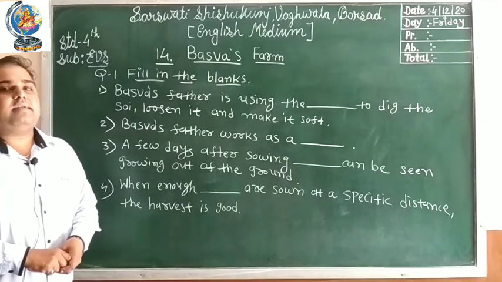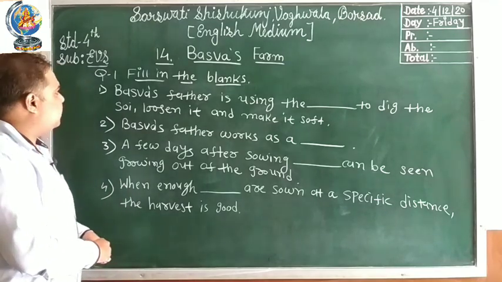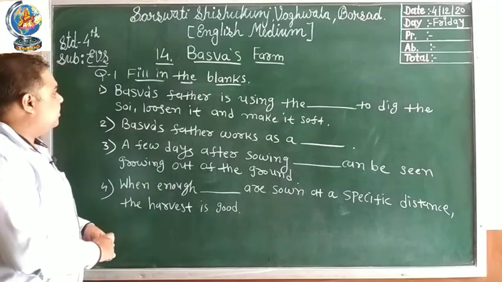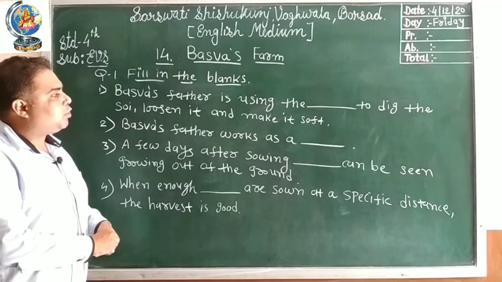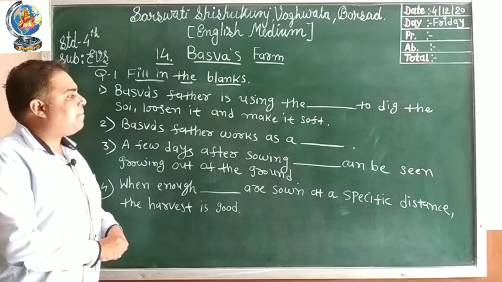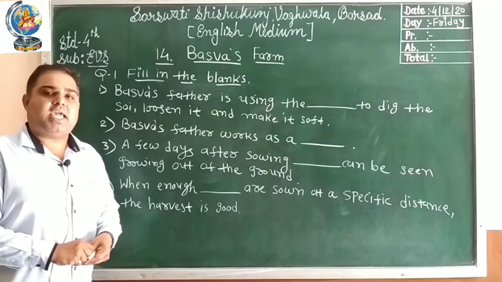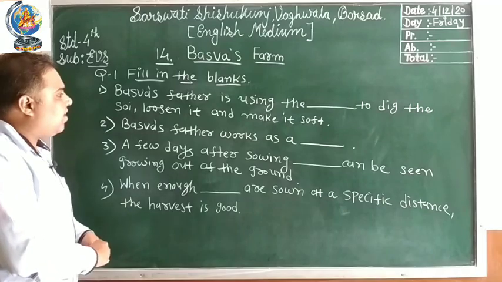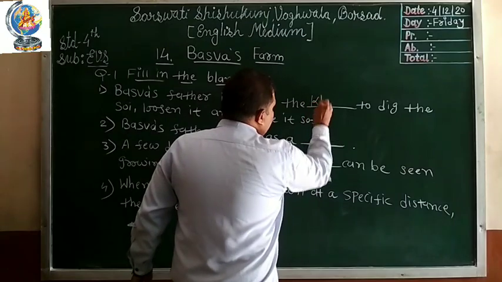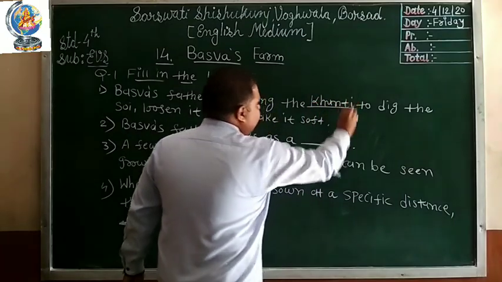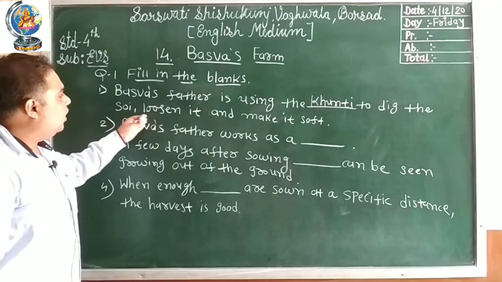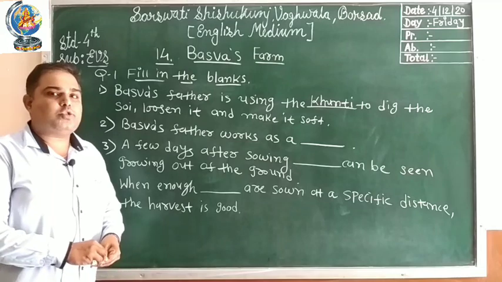Students, let us look at the answers of the worksheet. In that, question number 1 is fill in the blanks. First, Basva's father is using the blank to dig the soil, loosen it and make it soft. So which thing is used by Basva's father? The answer is Kunti. What is called Kunti? Locally known as Kodali, used to dig the soil, loosen it and make it soft.